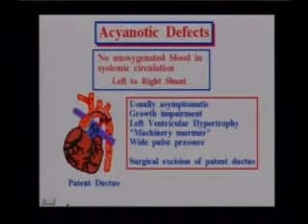A murmur, remember, is the sound of blood going someplace it's not supposed to be. And this is often described as a machinery murmur or kind of a rat-a-tat-tat sounding type of murmur. Another characteristic is a wide pulse pressure. Remember, that's the difference between systolic and diastolic pressures. This is going to usually be treated by surgery, frequently sometime before the child goes to school. And most children will do quite well with this problem.